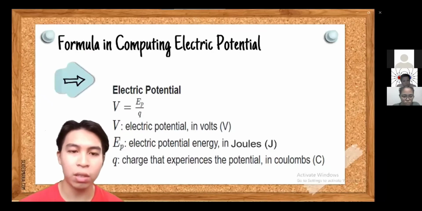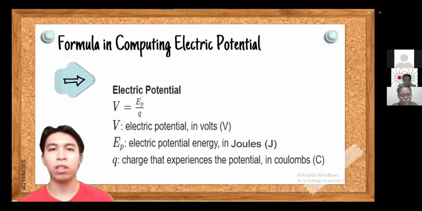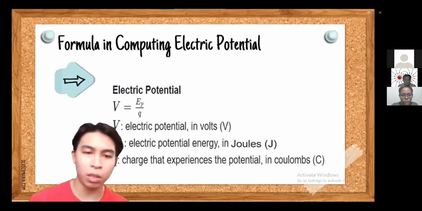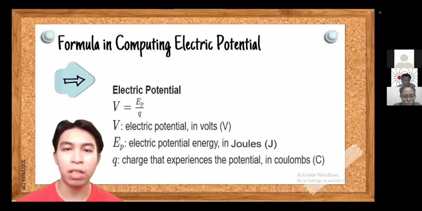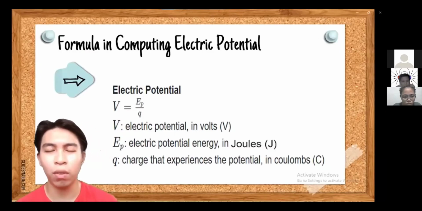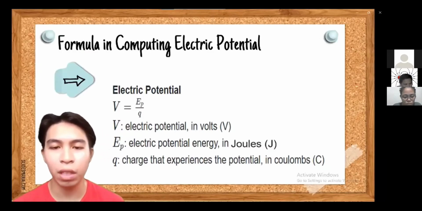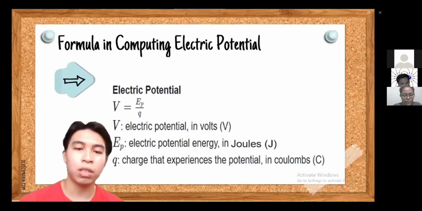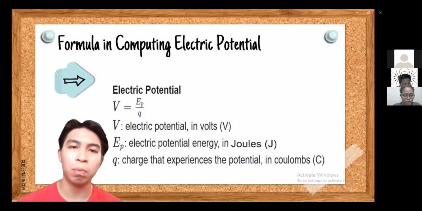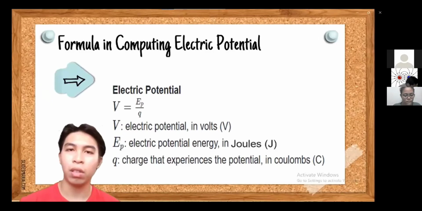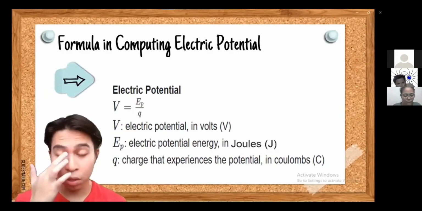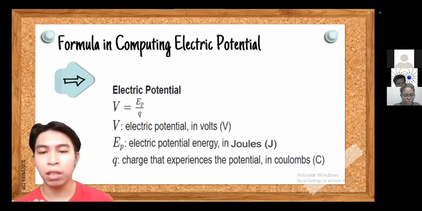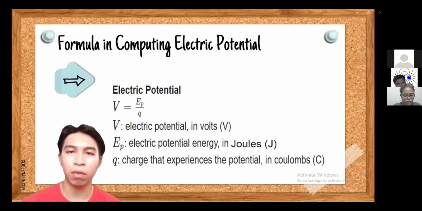So V will be the electric potential, and the unit will be in volts. That's why it's denoted in V. Electric potential energy, this is the work, this is the energy that is needed to push the charge from one reference point to a specific point. And this will be in joules. Q naman, this is the charge that will experience the potential. This is the charge that will be pushed by the work from one reference point to a specific point. And this will be in coulombs. So, kung mapapansin nyo, pag ang joules dinivide nyo sa coulombs, magiging volts yan.